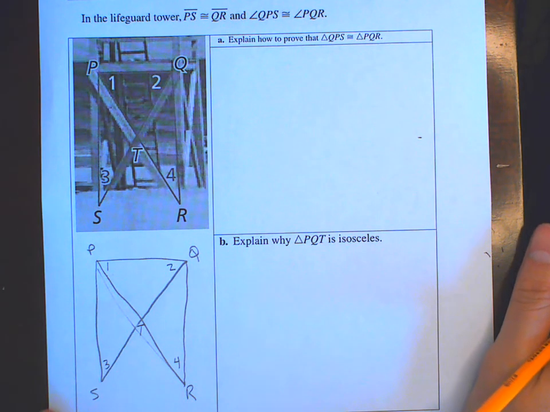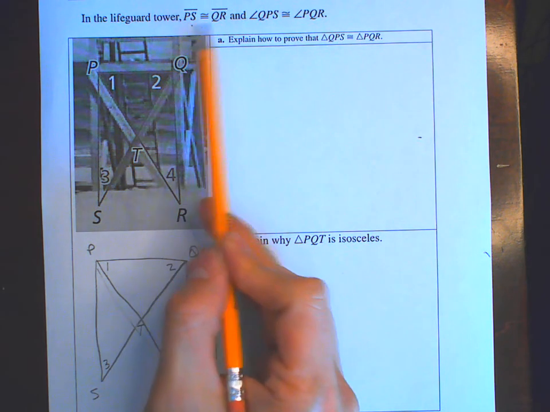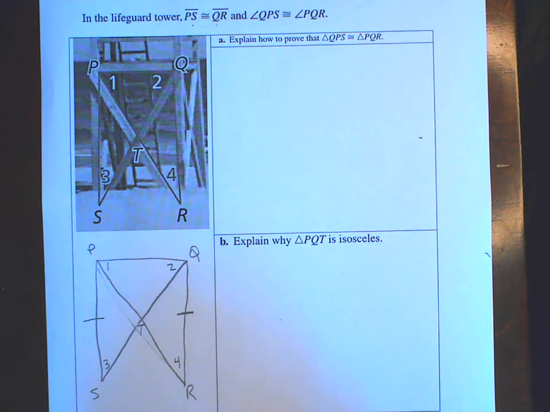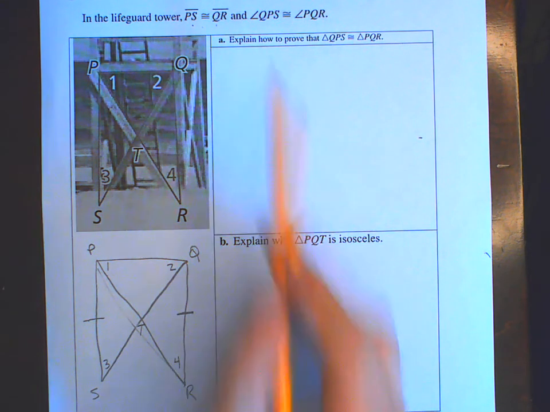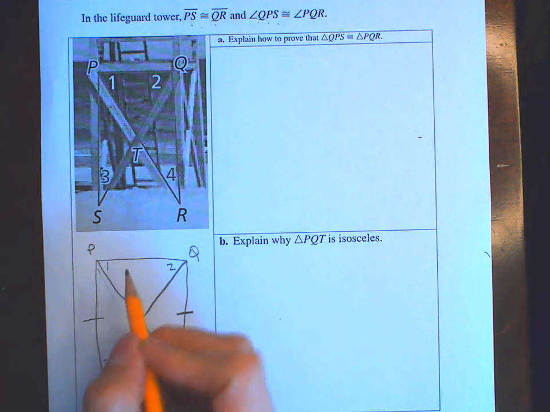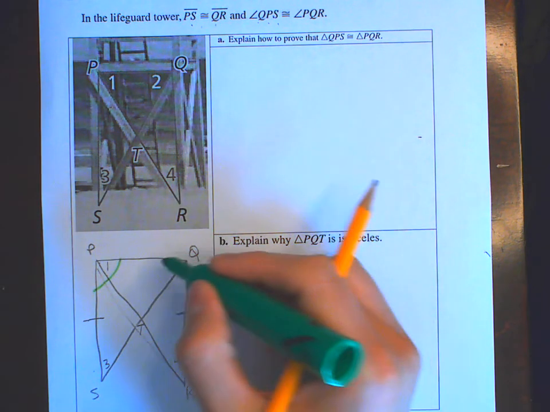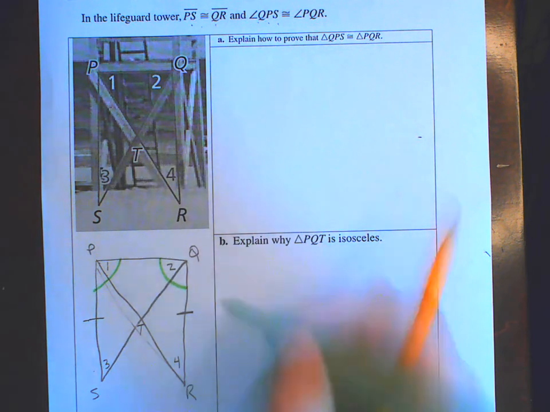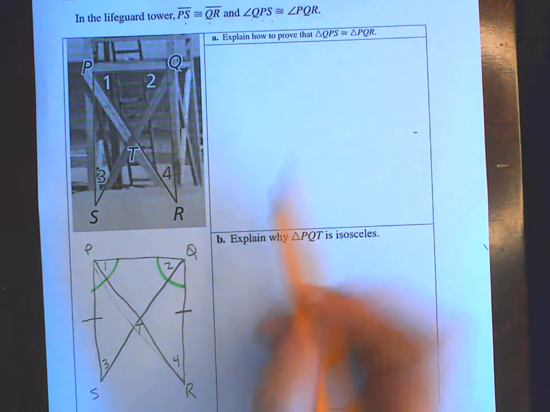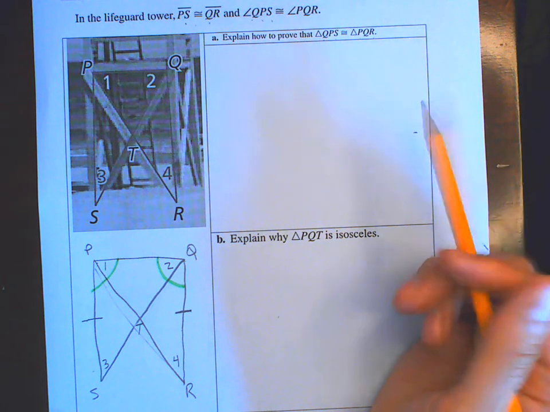Okay? So it says, according to what I'm given right up here, PS is congruent to QR. So PS and QR, they're congruent. Also, QPS, that's this one right here. Let me use a color. This one right here is congruent to PQR. This one right there. And what they want me to do for this part is explain why QPS and PQR are going to be congruent.